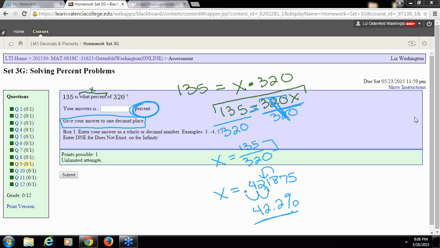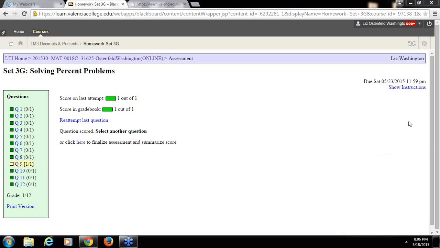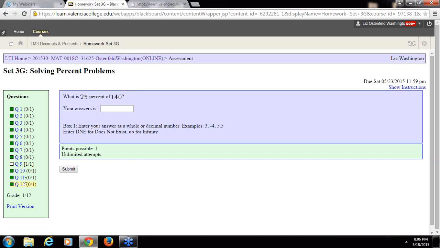So I am going to try and type it in because I know sometimes iMathAS can be mean to us. So let's check and make sure that it likes us this time. Yay, it liked me. Any questions about that one? Okay, let's do one more from here.